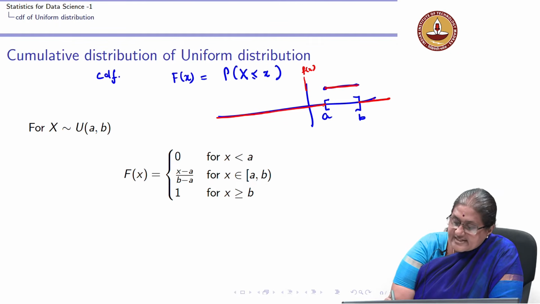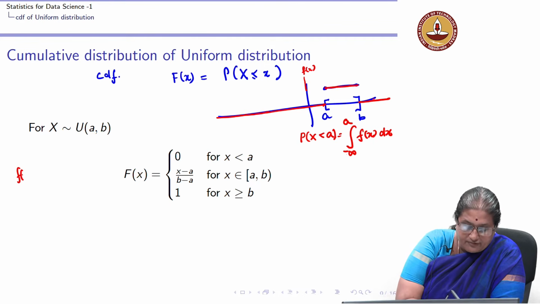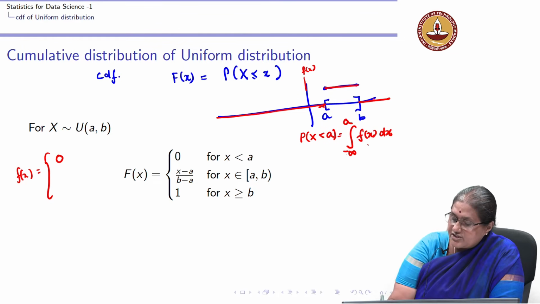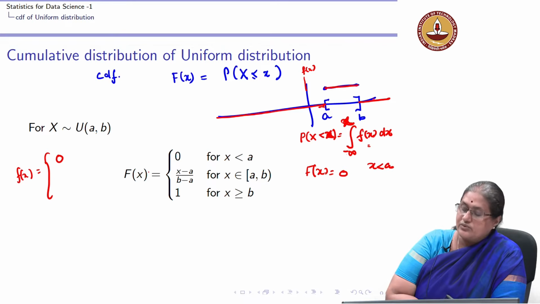So, whenever x is less than a, my integral is going to be minus infinity to x of f of x dx, and I know f of x takes the value 0 outside this interval. So, this is going to be 0. Hence, F of x, the probability that X is less than or equal to x, for x less than a, is going to take the value 0.